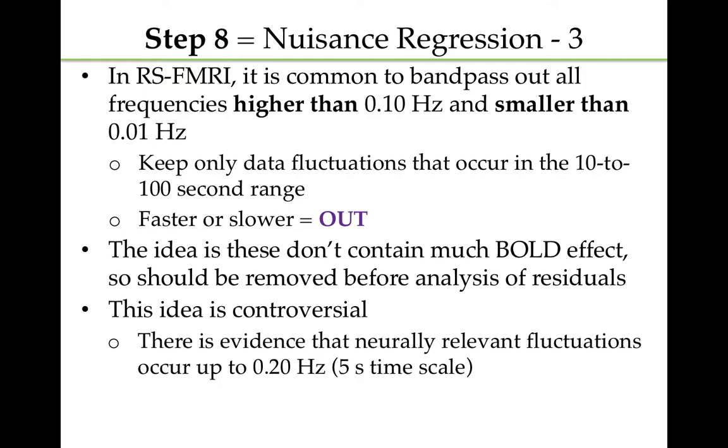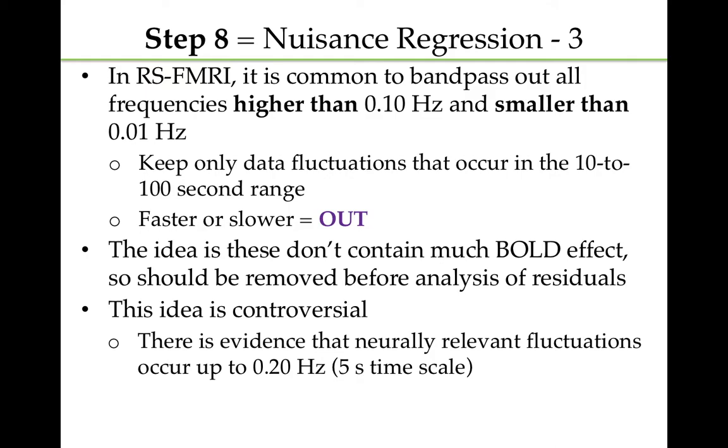The idea is that the fast stuff isn't like the BOLD effect, which, as we've seen, goes up and down slowly, so it should be removed before the analysis of the residuals. The reason for getting rid of the slow stuff is that there can be BOLD effect at those frequencies, slow learning, for example, or slow adaptations, but the problem is that there's a lot of subject head drift and stuff which isn't fully compensated for by motion regression will still be present, and we just don't trust the results at these low frequencies, at these very long time scales.